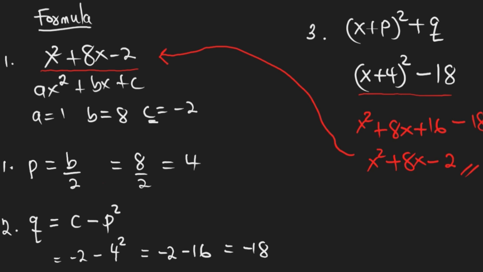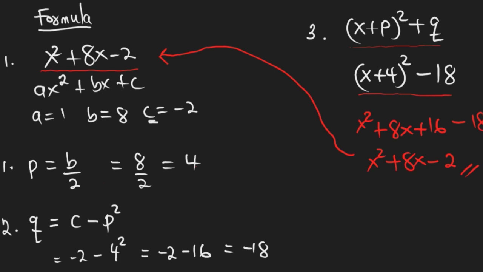All you need to do is, you first of all divide the b by 2. So that's what we have here. And then you do the last part, which is the last number here, minus p squared. So the last number here in this case was minus 2. So minus 2 minus p squared, and p here we got 4, so 4 squared, so that's minus 18. After I put it together this way, x plus p all squared plus q. So that gives us this.